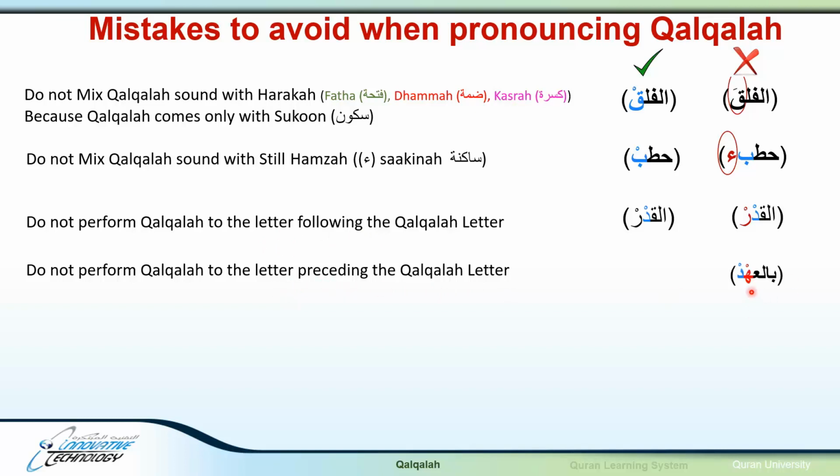The mistake is the qalqalah is at the end here, the dal, and some people not only make qalqalah to the dal, but they also make qalqalah to the ha, and that's wrong. So we shouldn't say bil ahad. This is wrong. And the right way of saying that is to say bil ahd.